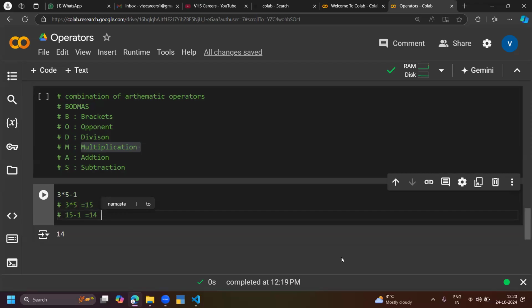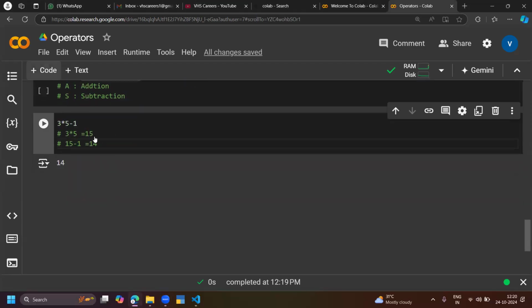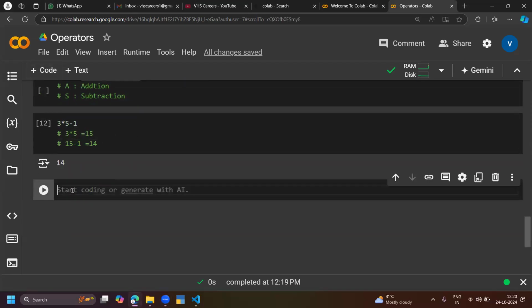Exactly. So let us try to execute one more thing. The same thing I'm trying to work on here. 20 minus 3 into 4 divided by 2. So can anybody give me the answer? The answer is basically 14.